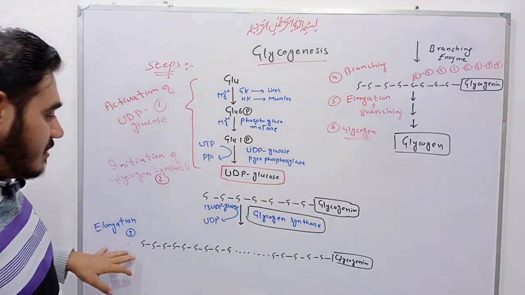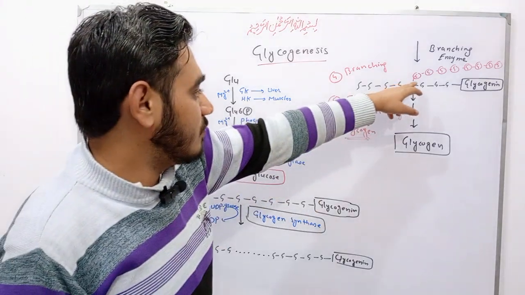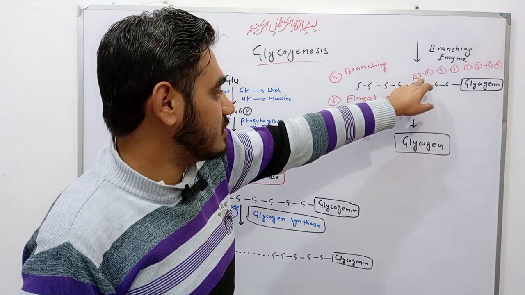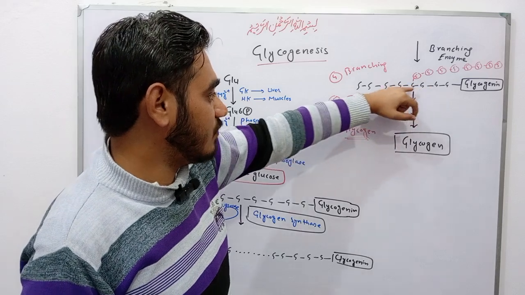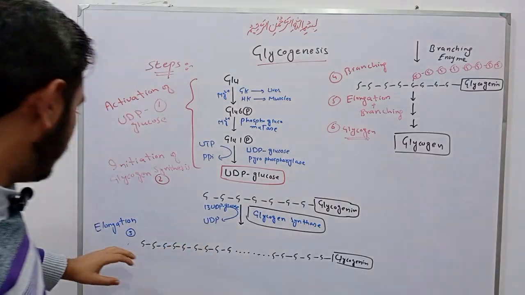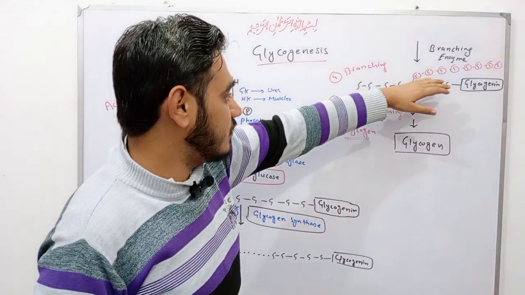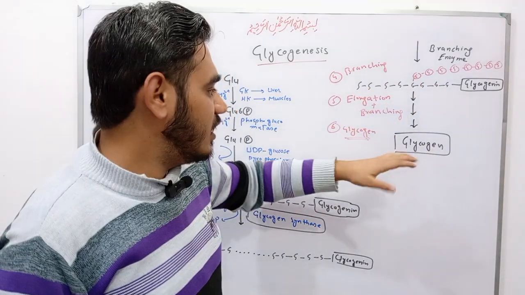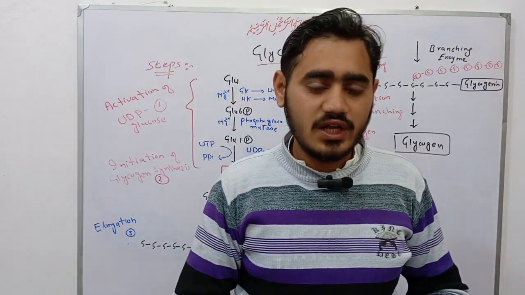This is the third step, elongation, and the fourth one is branching. With the help of the branching enzyme, there is a formation of branching. Here you can see the branching formation and the formation of the bond. This is alpha 1,4. This is the alpha 1,6 glycosidic bond, and approximately 6 to 8 glucose molecules get detached from here and attached to another point, forming a branch. Elongation and branching repeat again and again until they lead to synthesis of glycogen. So it was all about glycogenesis.